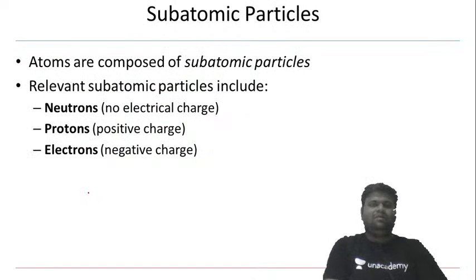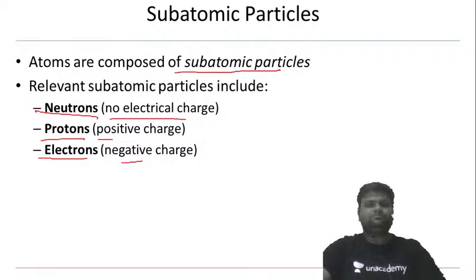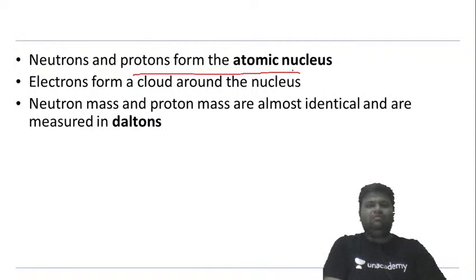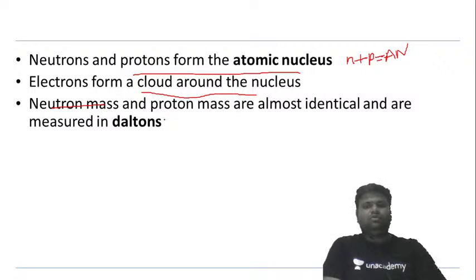Now as we know about subatomic particles, atoms are composed of subatomic particles, namely neutrons, protons and electrons. Electrons are negatively charged, protons are positive in nature, and neutrons have no electrical charge, they are neutral. Neutrons and protons form the atomic nucleus. So N plus P, atomic nucleus, and electrons form a cloud around the nucleus. This is the basic introduction which I am giving before starting today's lecture. And neutron mass and proton mass are almost identical and are measured in daltons.